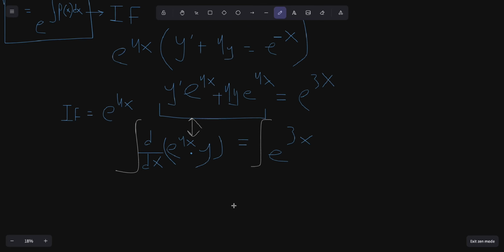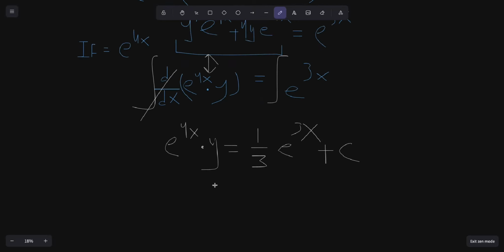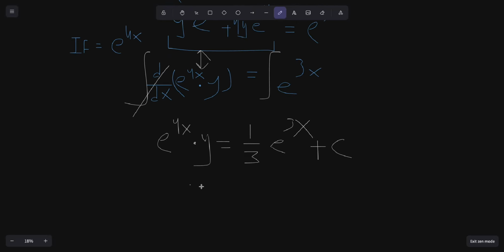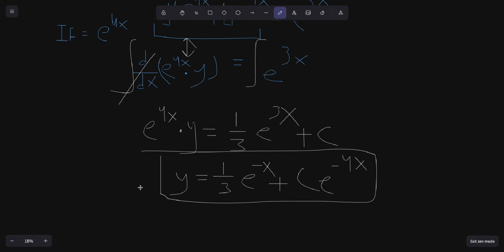And so if I take the integral on both sides, I just get that e to the 4x times y is going to be equal to, well, what is the integral of this? That's just going to be 1/3 e to the 3x. Don't forget the plus c. And then if we divide both sides by e to the 4x, I get y is equal to 1/3 times e to the negative x plus c e to the negative 4x. Dividing by e to the 4x is the same thing as multiplying by e to the negative 4x, because the exponents just cancel out. So that's why I wrote it like this. But you could have also written it in the denominator, but here is the solution to that type of equation.